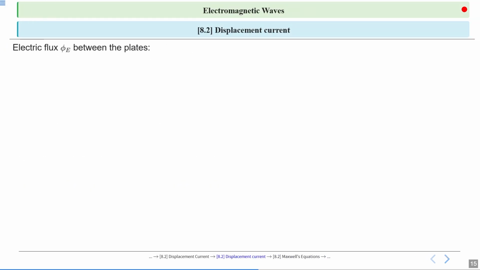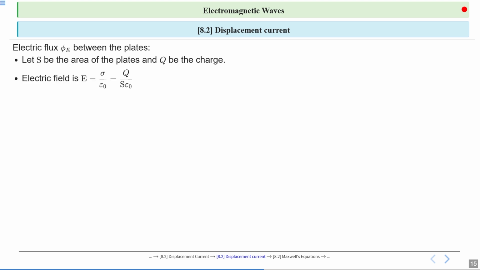Now, electric flux phi E between the plates. Let S be the surface area of the plates and Q be the charge. The electric field between the plates of the capacitor is given by, we have discussed what the electric field between the plates of the capacitor is in the electrostatic potential and capacitance chapter also.